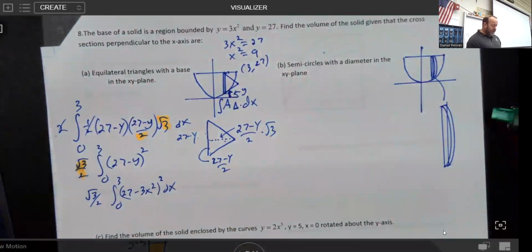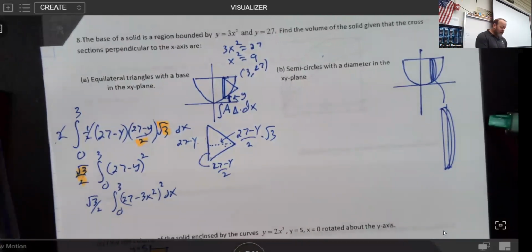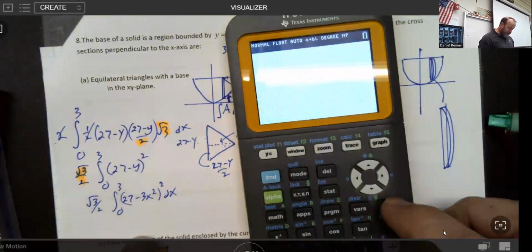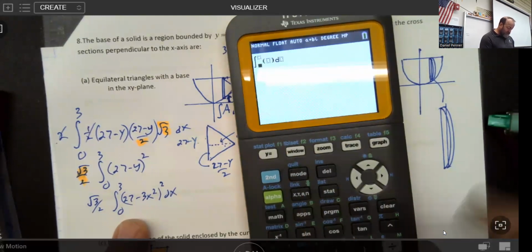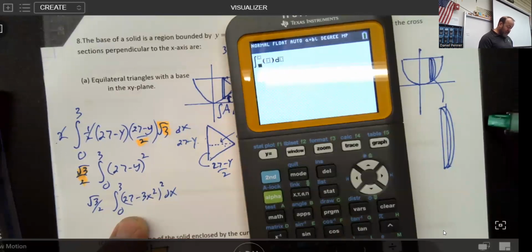Now again, we could distribute that out, but for the sake of brevity, I'm going to go ahead and let my calculator do a little bit of this real quick because I don't want the video to be too long. We do know how to distribute this out. We do know how to do the power rule, etc. But let's see what we can do.